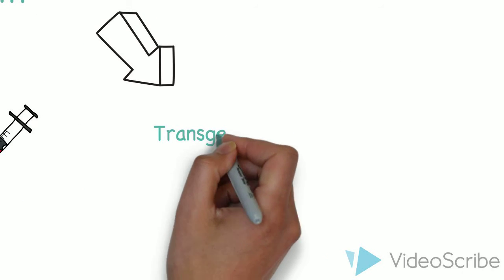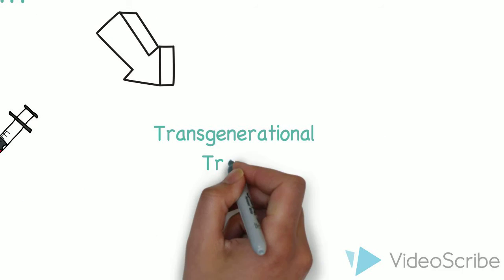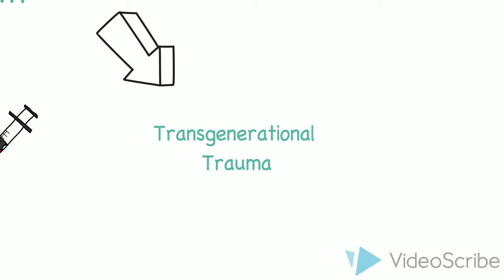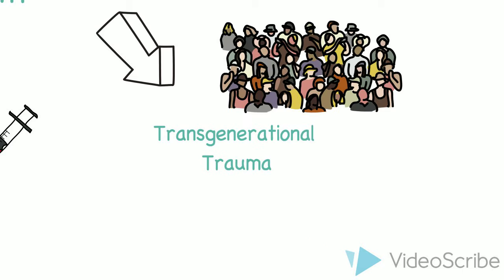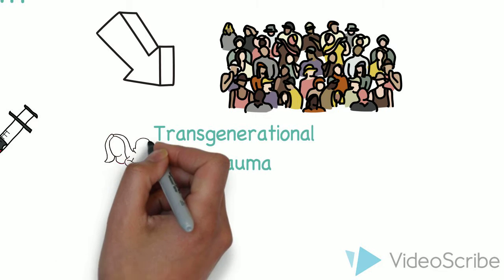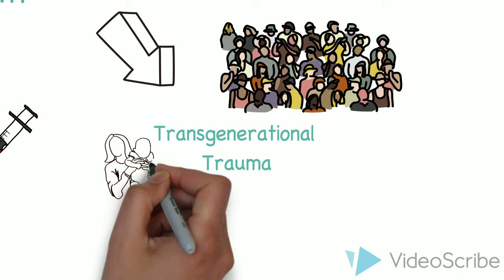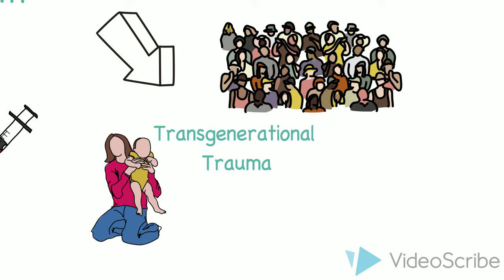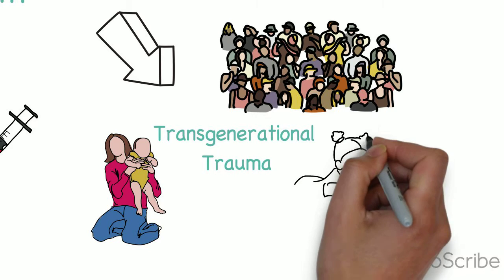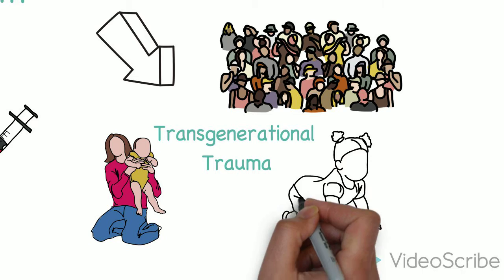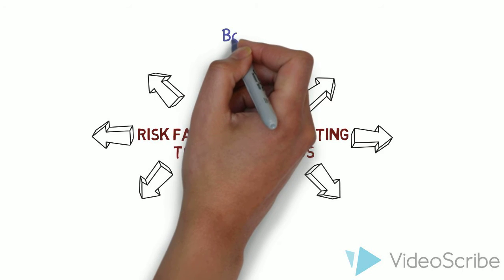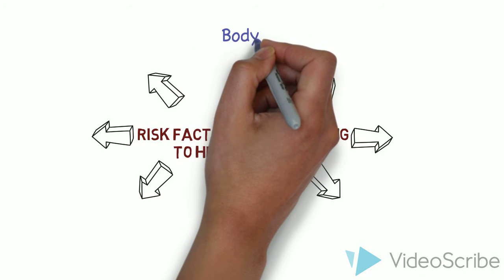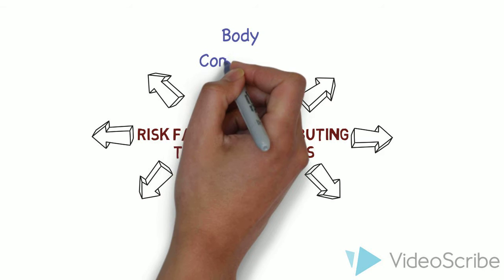Another example of how history can affect the health of the population is through transgenerational trauma. Many Aboriginal people are still feeling the effects of the trauma felt by their older relatives, and it is having adverse effects on their mental health, and in turn affecting other aspects of health, such as their ability to access healthcare. There are also many risk factors that can contribute to the health status of Aboriginal Australians. I will discuss these now.